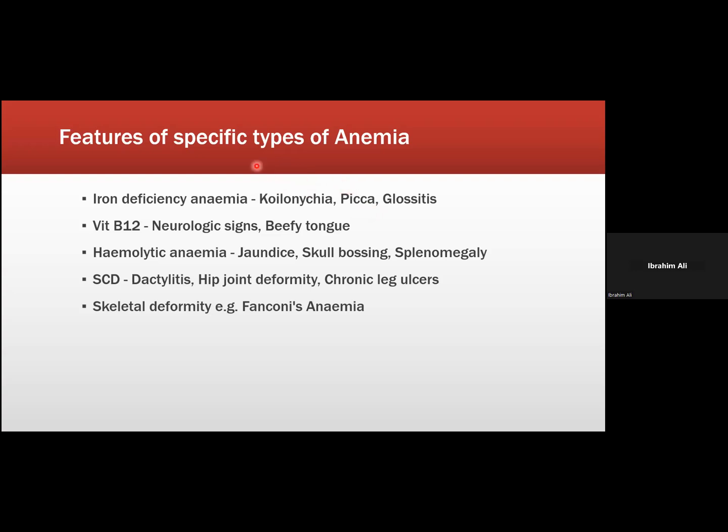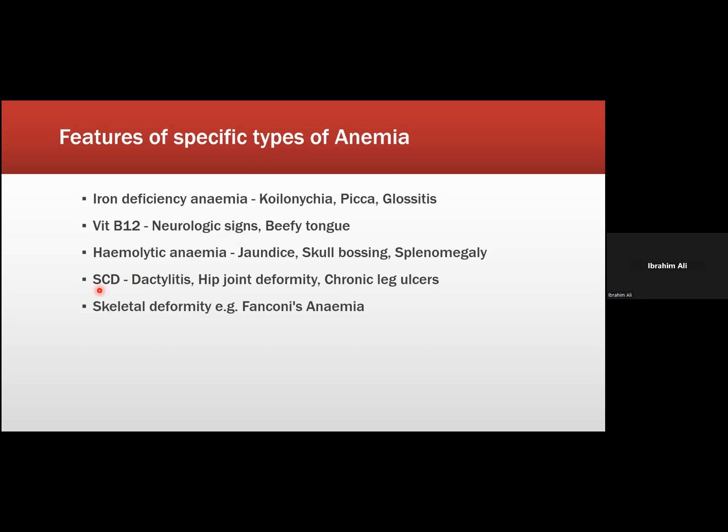In case of vitamin B12 deficiency, we have neurological signs like peripheral neuropathies. Sometimes the patient experiences ataxia, and they can also present with beefy tongue as well. So for hemolytic anemia in general, they can present with jaundice, scleral icterus, and splenomegaly. And I will show you some of the pictures. What is it, how does it look like? Beefy tongue, how does it look like, and so on.